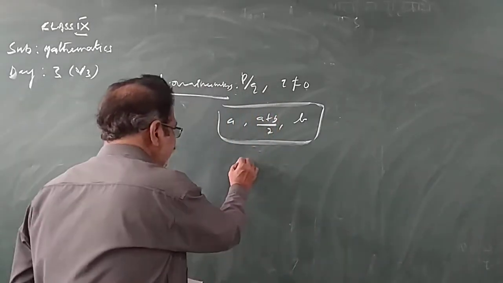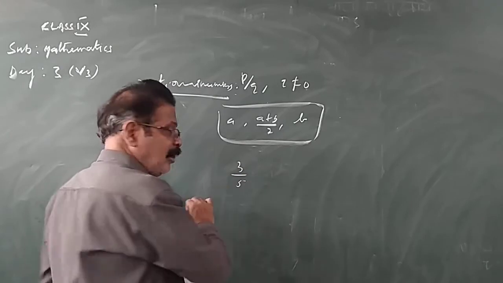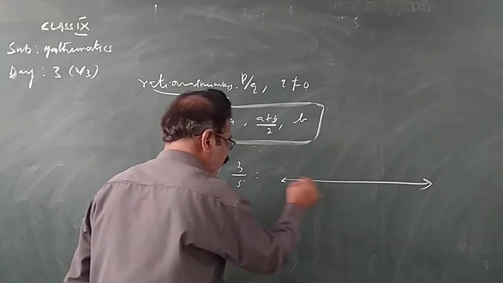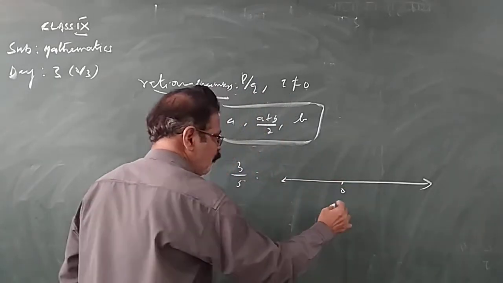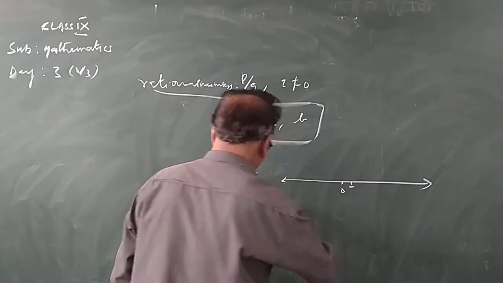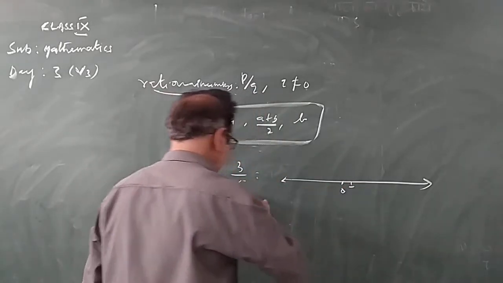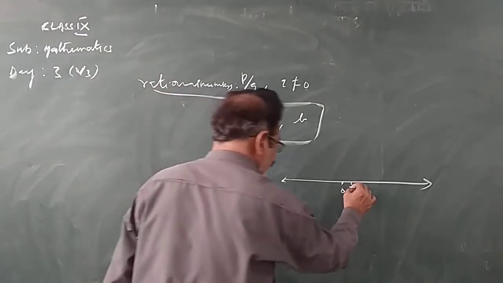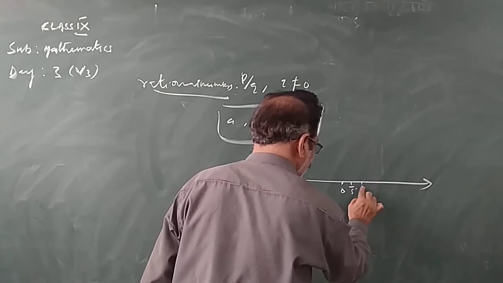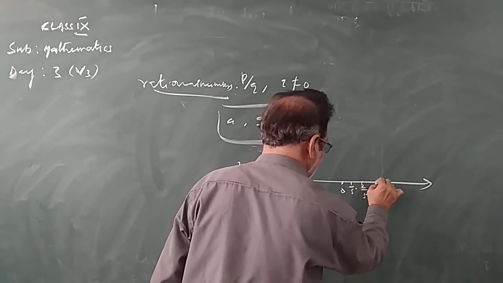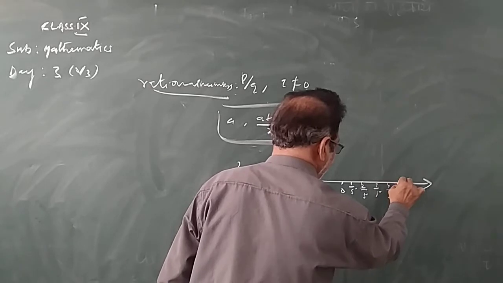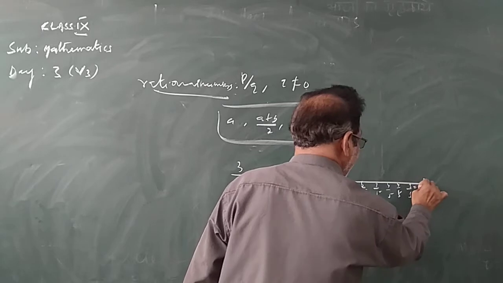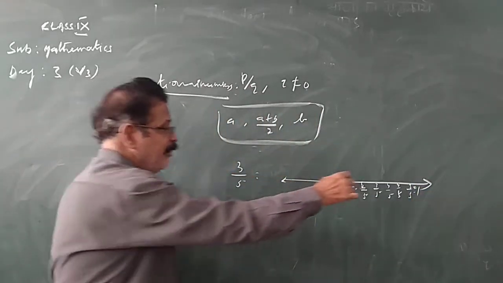How to represent 3 by 5 on the rational number line? This is the number line, and this we also know. So, this is 0. The denominator is 5 here, so each part should be divided into 5 equal parts: 1 by 5, 2 by 5, 3 by 5, 4 by 5, 5 by 5. 5 by 5 means it is 1.